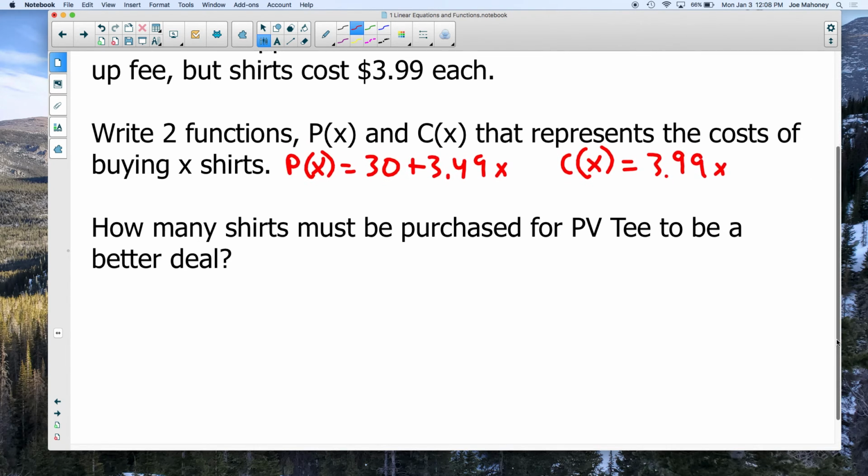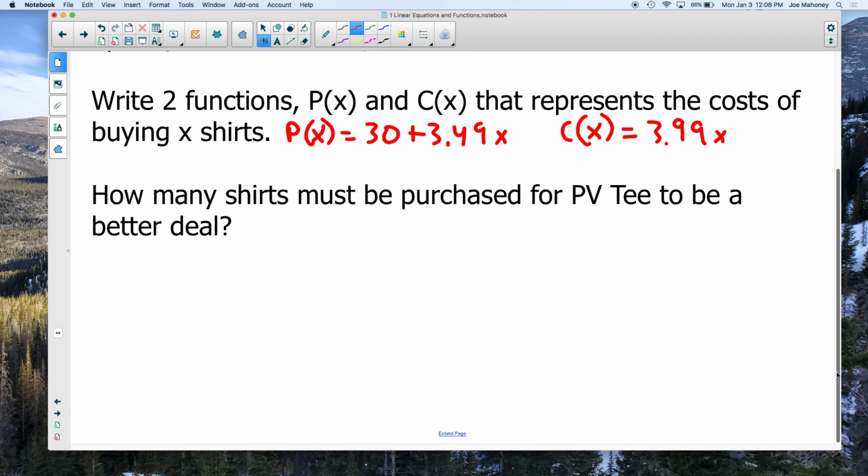What we want to try to figure out is how many shirts must be purchased for PVT to be a better deal. So it's a better deal when it's cheaper. So we want to know, when is 30 plus 3.49x less than 3.99x? And that's an equation or an inequality that we can solve. We subtract 3.49x to the other side.